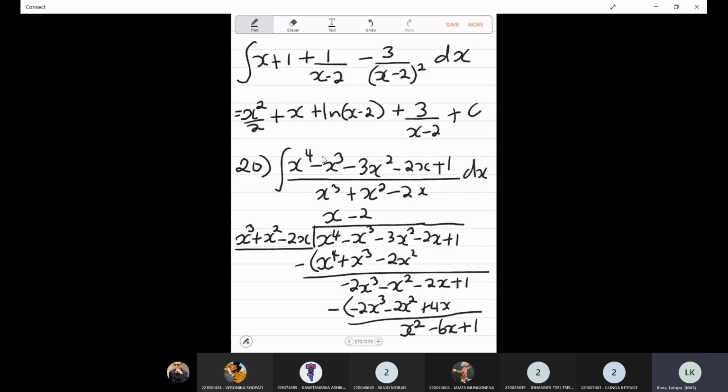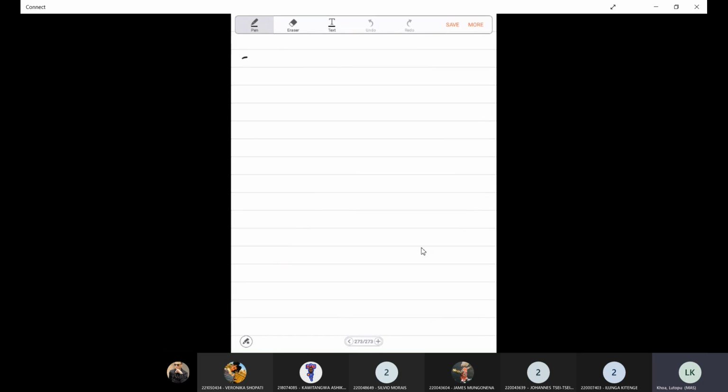Okay, so now we can rewrite this from what we have in our long division. So what we're actually integrating is the integral of x minus 2 plus x squared minus 6x plus 1 over x to the power of 3 plus x squared minus 2x dx. So next thing is denominator. We have to factorize it. We can see that x is a common factor.